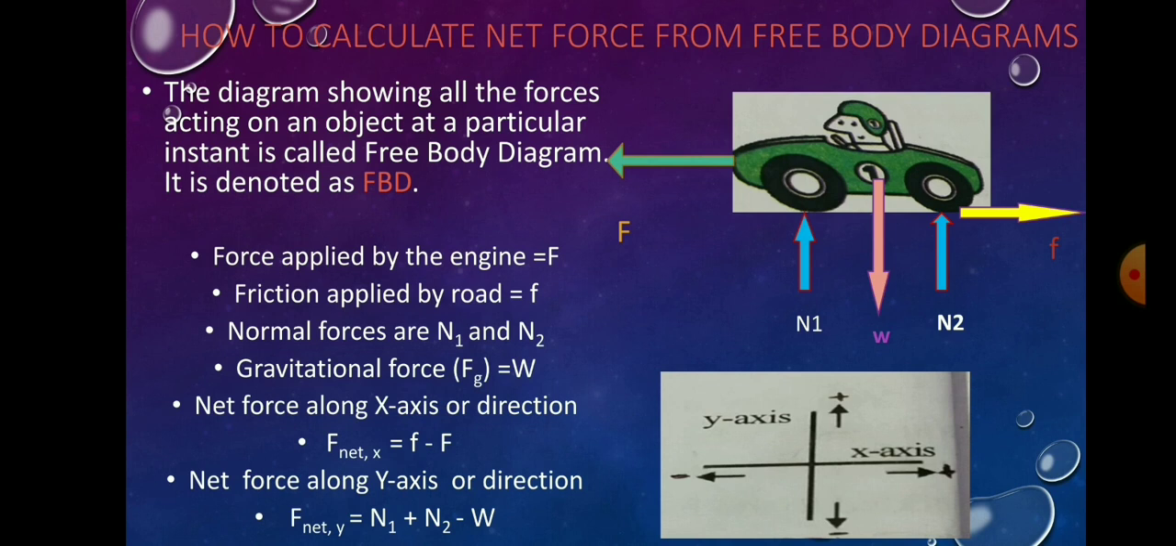Here, the net force along the y-axis is N1 plus N2 minus W. Here N1 and N2, the normal forces acting in the upward direction along the y-axis, are positive, and the gravitational force acting in the downward direction along the y-axis takes the negative sign. So this is the free body diagram of a car which is in non-uniform motion.